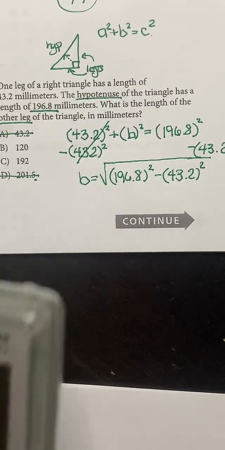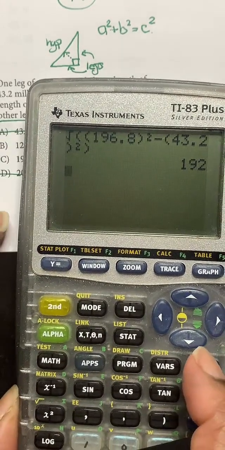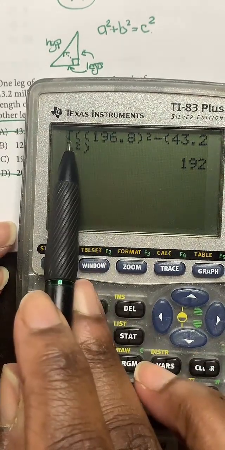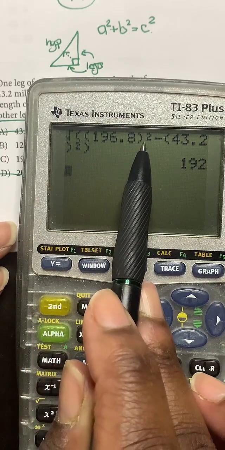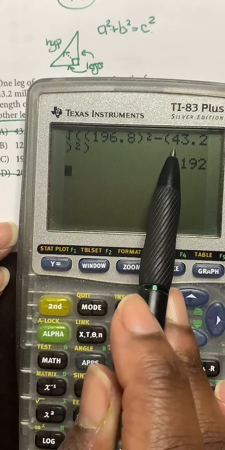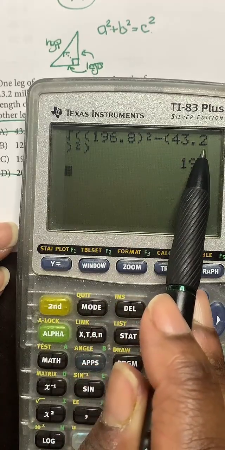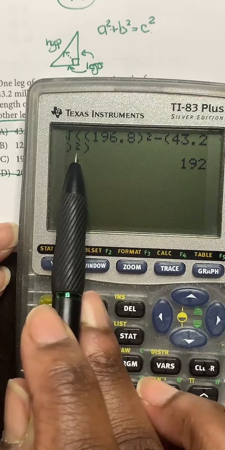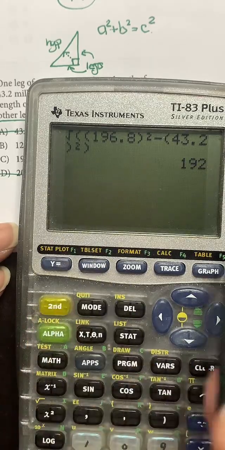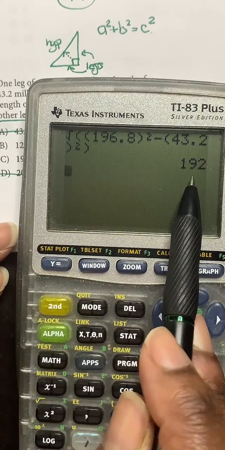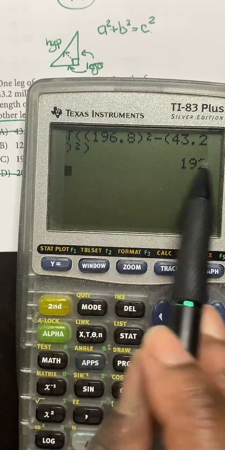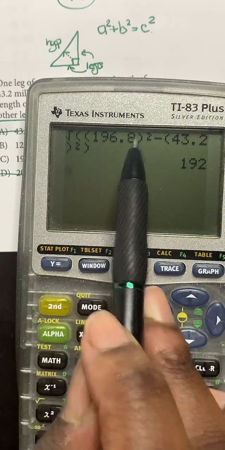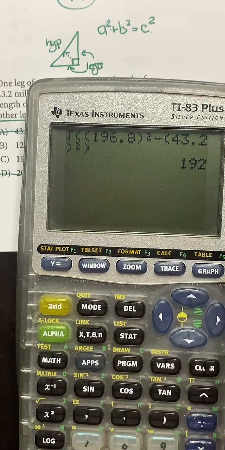All right. So once you plug all that in and you hit your enter, because I have my square root, I put a parenthesis around the 196 and 8/10, then I square it, minus I put a parenthesis around the 43 and 2/10 and square it, and then I put an end parenthesis. And that gives us exactly 192. Okay, but if you want to take it into chunks, you want to find this squared first and then find that squared and then subtract it, then do the square root, you can do that too.